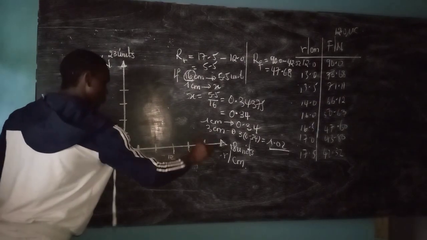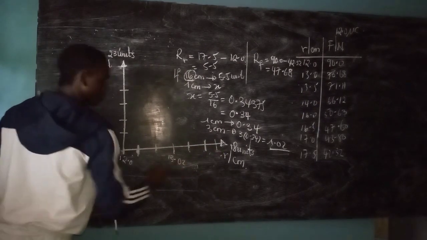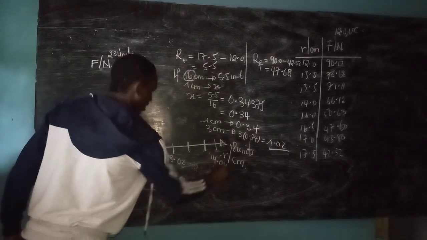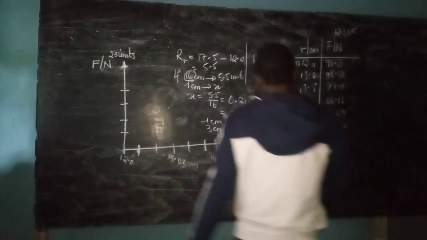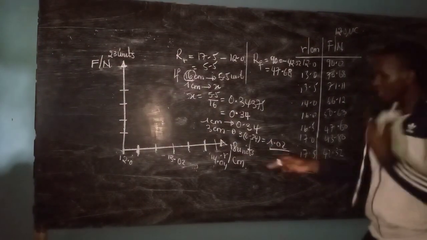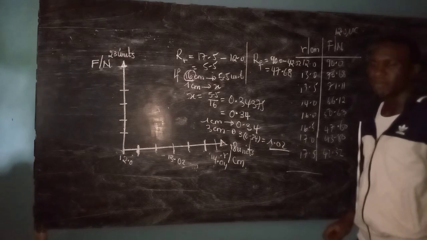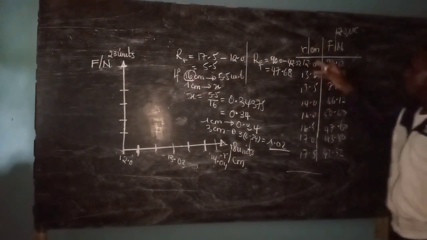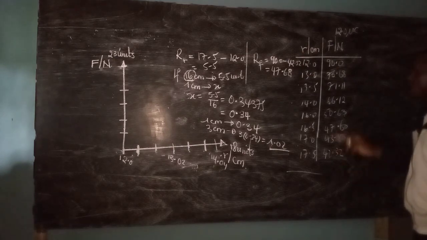I count again 1, 2, 3. I put the next 13.02 plus 1.02. That's 14.04. I'll keep adding like that until I get to the final end of my graph paper on that axis. That is how I have chosen my scale for the values of R. Let's see how we choose for F.